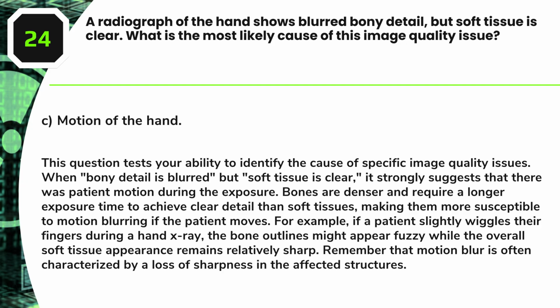For example, if a patient slightly wiggles their fingers during a hand X-ray, the bone outlines might appear fuzzy while the overall soft tissue appearance remains relatively sharp. Remember that motion blur is often characterized by a loss of sharpness in the affected structures.